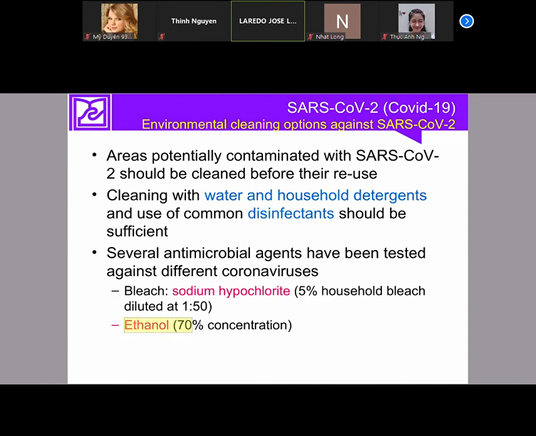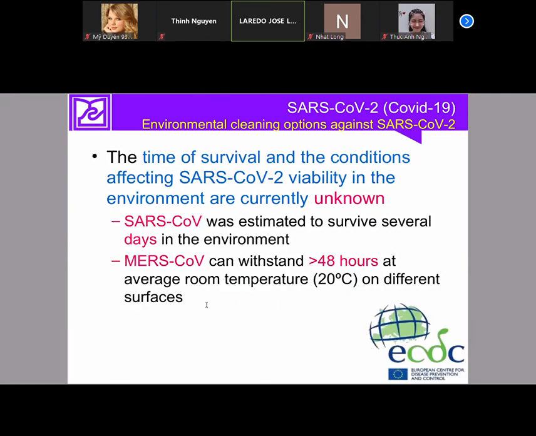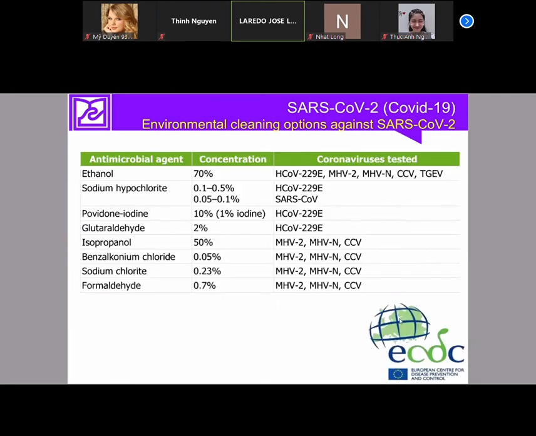So ethanol 70% may be used as a disinfectant or as antiseptic. Bleach, sodium hypochlorite at 1:50 dilution, this is a disinfectant for cleaning surfaces. This information is provided by the European Center for Disease Prevention and Control, and here I show you different disinfectants and antiseptics that have been useful against the other coronaviruses, and maybe they are also useful with the new coronavirus.